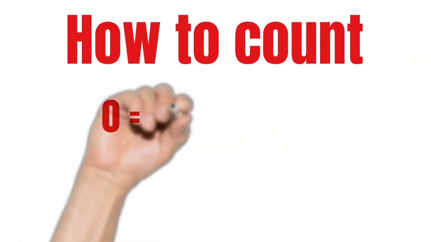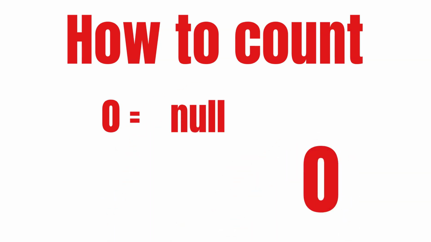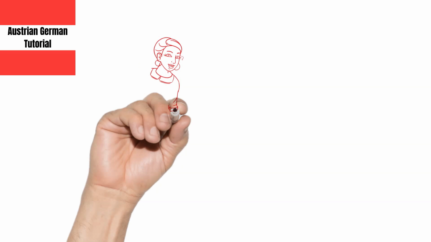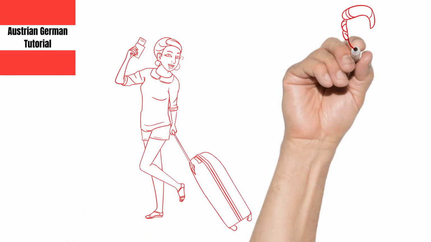The word for 0 is null or nui. 0 is nui. I hope you're a bit more familiar with the numbers from 1 to 20, and I hope it helps you when you visit Austria.